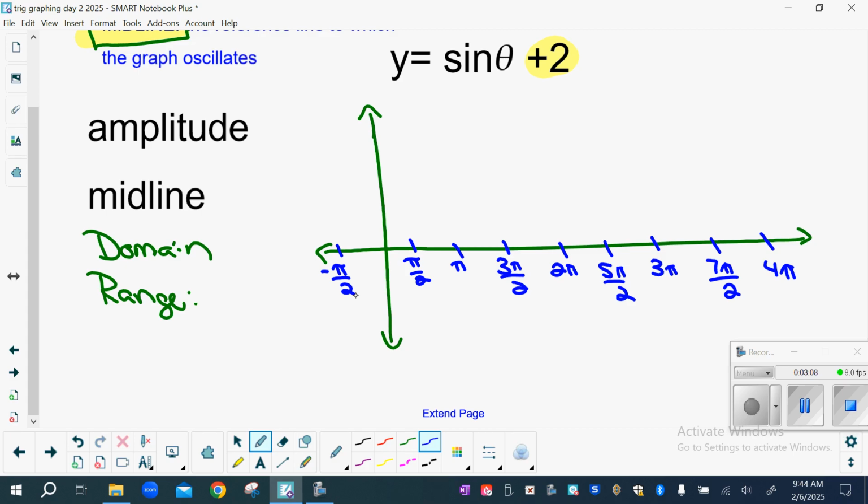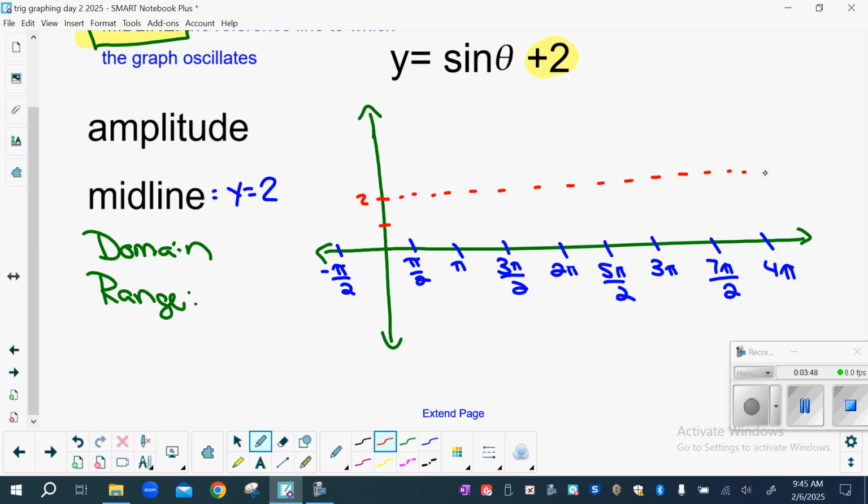So here's what's happening. Normally, this guy just cruises up and down, cruises up and down. But I have raised my heart rate. So here's what's going to happen now. Normally, my midline is at 0. But now my midline is at y equals 2. And here's what I'd like you to do. I'd like you to go to 2 on the y-axis, and put a little dotted line there. That's your new middle area.